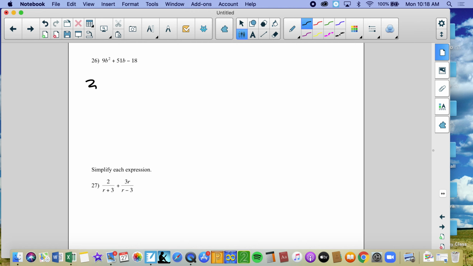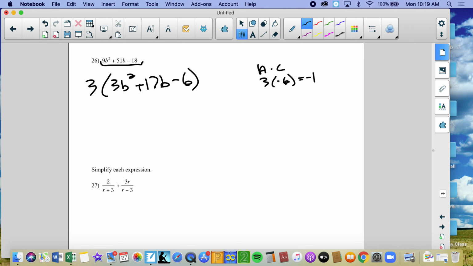So I'm going to factor out a 3 from this. And I get 3b squared, 51, I don't know 51 divided by 3 by heart. That's 17, minus 6. So I'm dividing each of these by 3. All I did was factor. Now, I have this 3, 17, and -6. Yep, those are good. There's no common factor. There's no variable. It's not a special case. So I'm going to do a times c. 3 and -6 gives me -18.